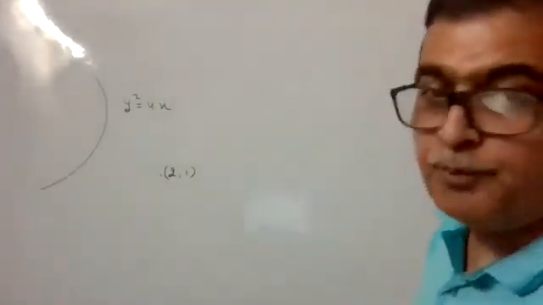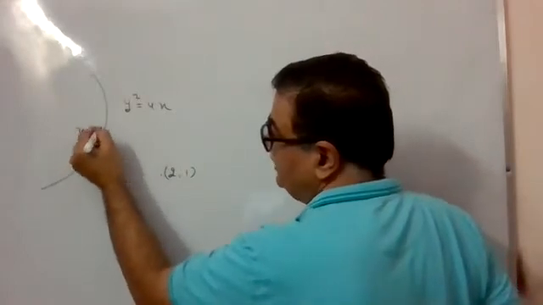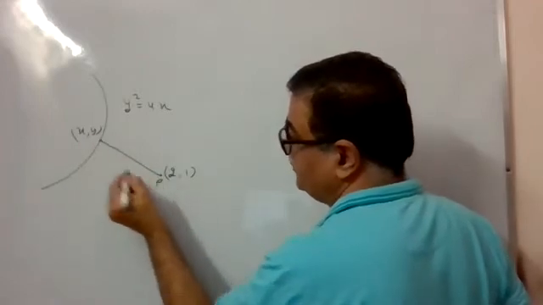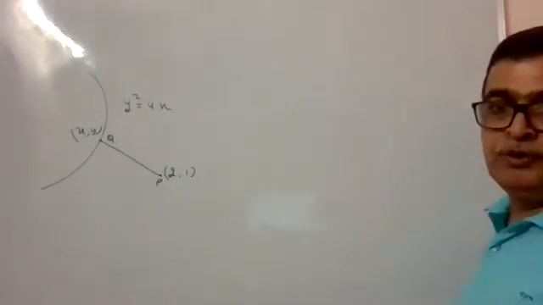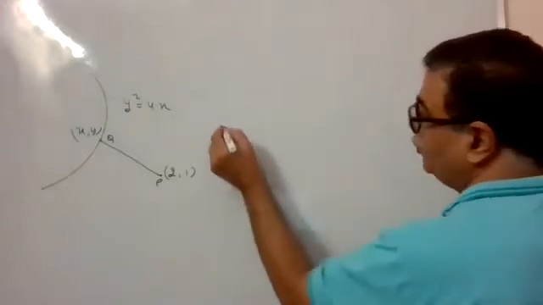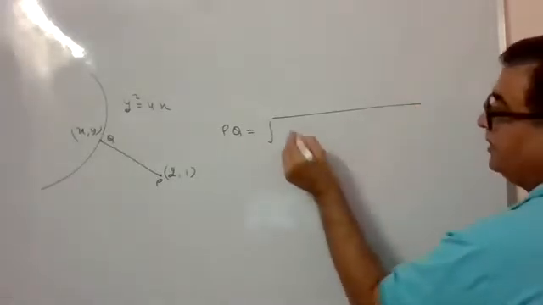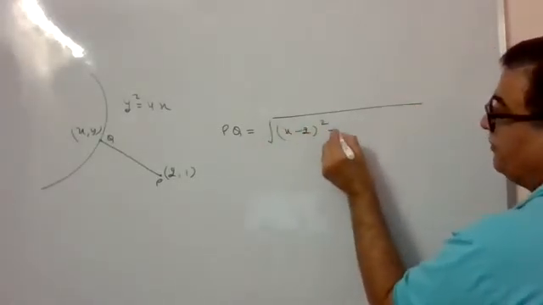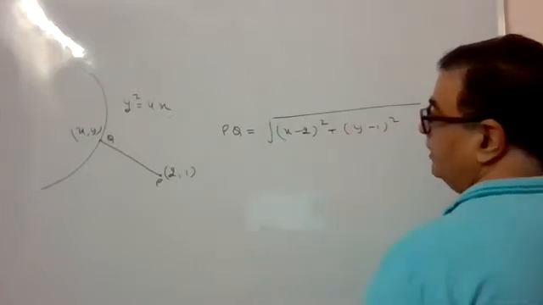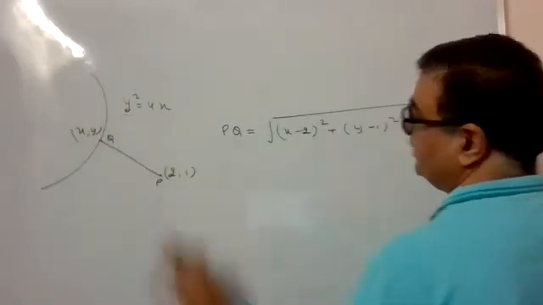On the curve we want a point. Let the point on the curve be (x, y), and we want this length to be minimum. This is point P, this is point Q. We want the PQ distance to be minimized. Using the distance formula, PQ is the square root of (x minus 2) whole square plus (y minus 1) whole square. The point (x, y) is on the curve, so it satisfies y square is 4x.